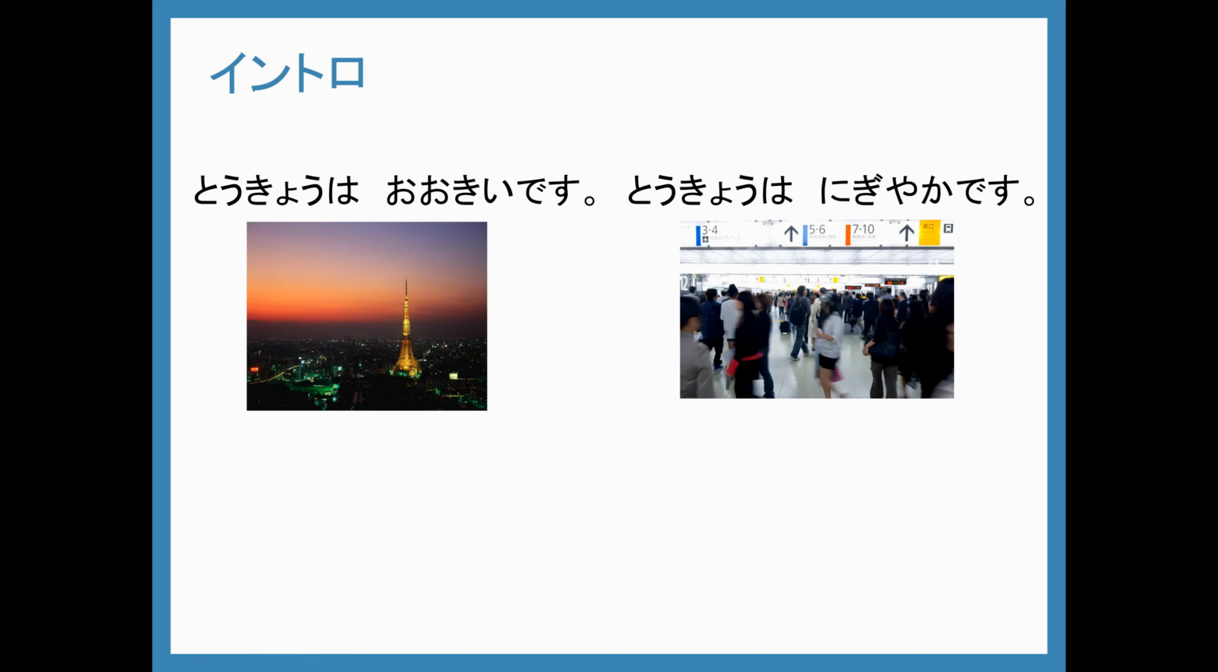We've been talking about different ways to describe people and things in this chapter, and today we're going to get into how we can put together longer sentences with descriptions. Let's take a look at these two sentences. 東京は大きいです。東京は賑やかです。We talked at the end of last semester about what we need to combine verbs together in a sentence.